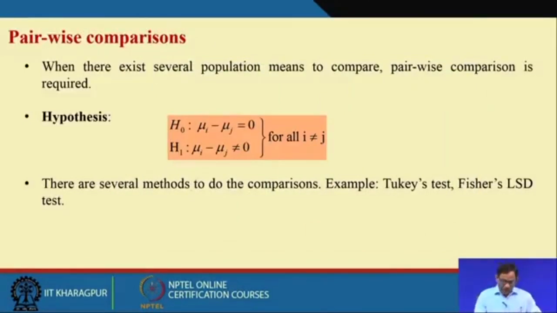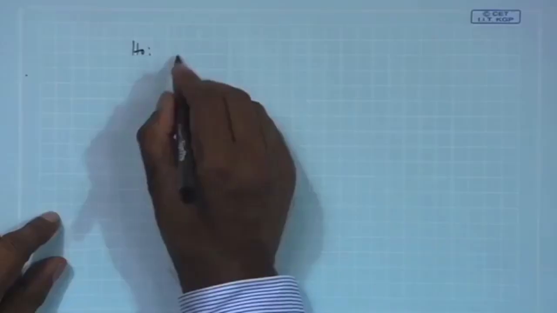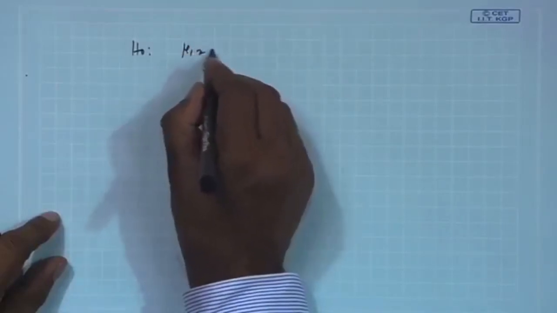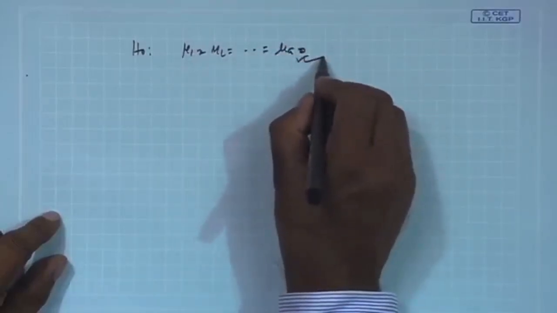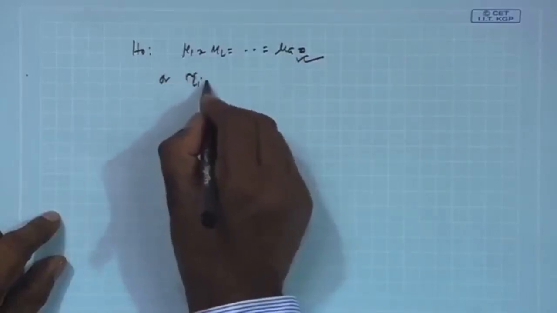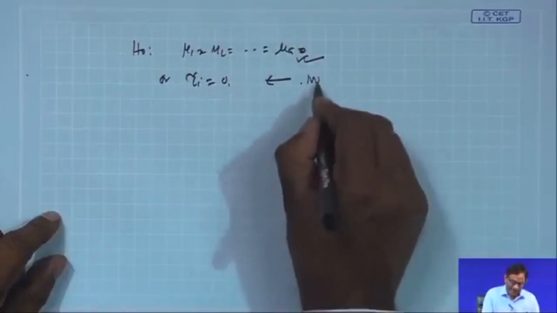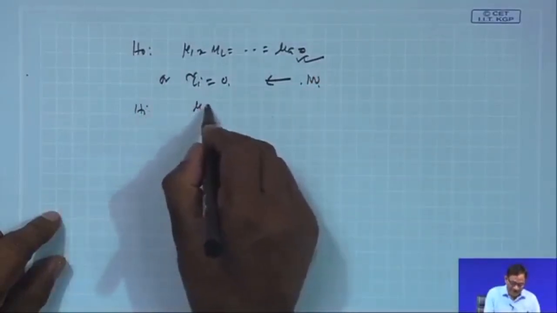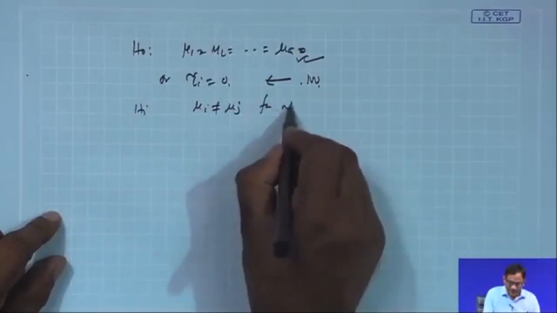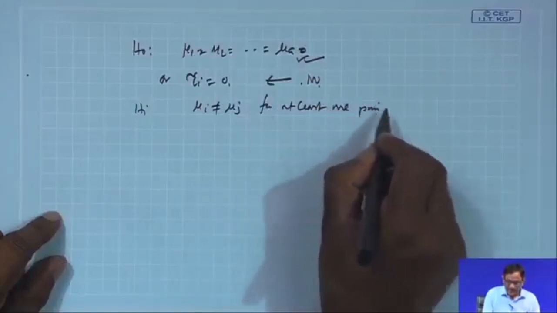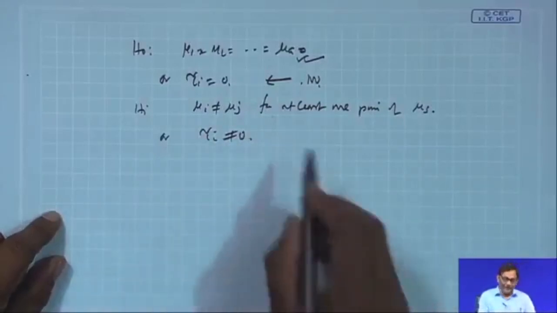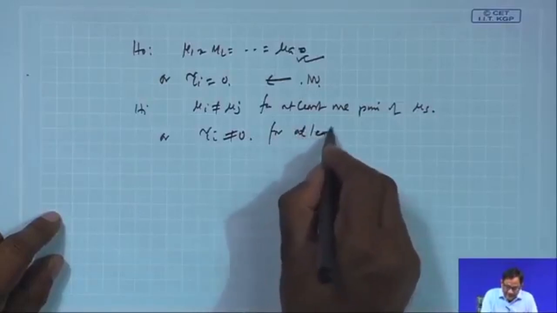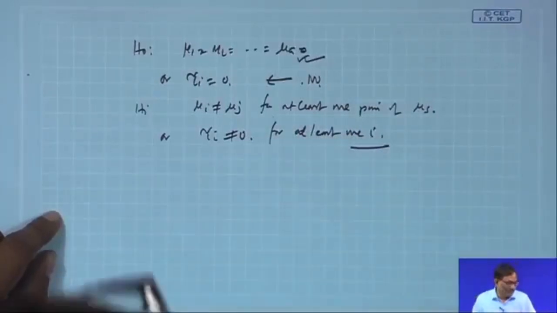Now, as you have seen, the ANOVA null hypothesis is that mu 1 equals mu 2 equals mu a, that is, all means are equal, or tau i equals 0, that is, no treatment effects. The alternative hypothesis is that mu i not equal to mu j for at least one pair of mu's, or alternatively tau i not equal to 0 for at least one i.